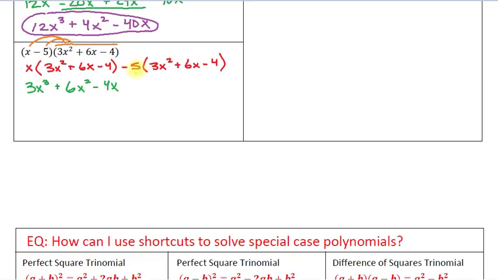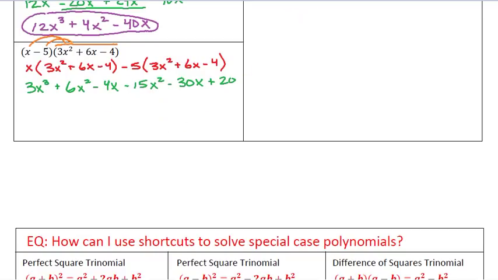Let's distribute the negative 5. Negative 5 times 3 is negative 15. The x value has no partner, so it's just x squared. Negative 5 times 6 is negative 30. The only variable here is just the x, so we just write x. And negative 5 times negative 4. Negative times a negative is a positive 20.